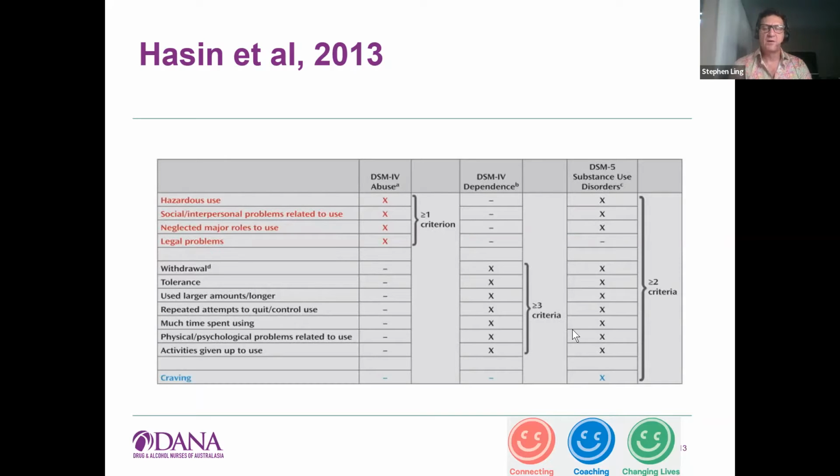And DSM-5 has now brought those two together. So most of the criteria are still there. Legal problems has been removed, largely because legal problems is really dependent upon whichever demographic you may be in. So New South Wales will have different laws associated with drinking than Queensland, for example. It may even differ according to regions within different states. So having legal problems as a criteria for a diagnosis doesn't make a lot of sense. So the new DSM-5 has most of those criteria with a threshold of 2 or more defining a substance use disorder. Next slide, please.